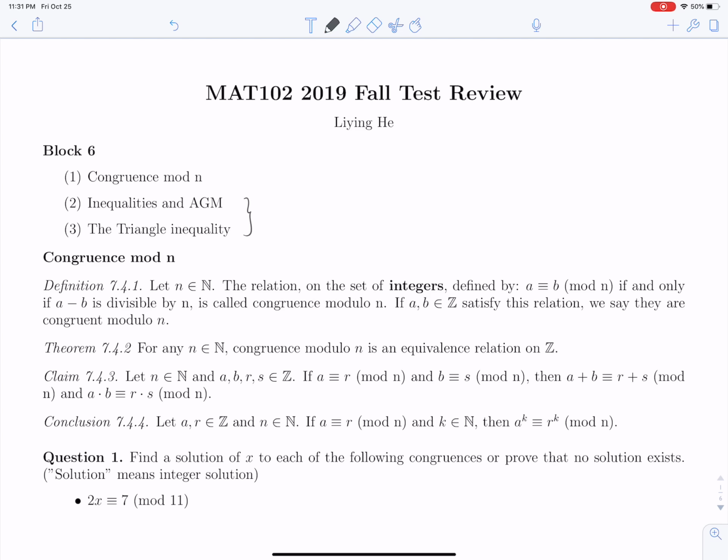Those two parts were usually covered during the first few weeks of 102 lectures, but this term might change a little bit. I guess it's because I think this part is really hard. Anyway, the first part, congruence mod N, was usually skipped in 102, but this part is actually really important in later courses.